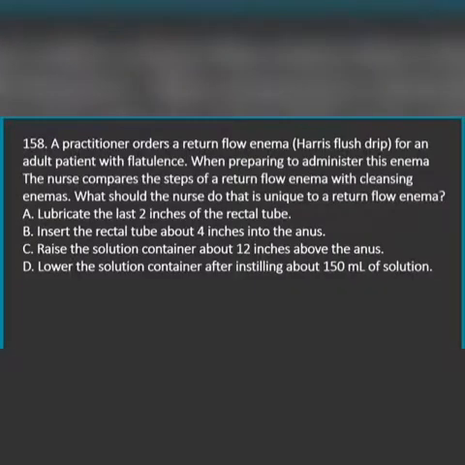Question 158. A practitioner orders a return flow enema, Harris flush drip, for an adult patient with flatulence. When preparing to administer this enema, the nurse compares the steps of a return flow enema with cleansing enemas. What should the nurse do that is unique to a return flow enema? A. Lubricate the last 2 inches of the rectal tube. B. Insert the rectal tube about 4 inches into the anus. C. Raise the solution container about 12 inches above the anus. D. Lower the solution container after instilling about 150 milliliters of solution.